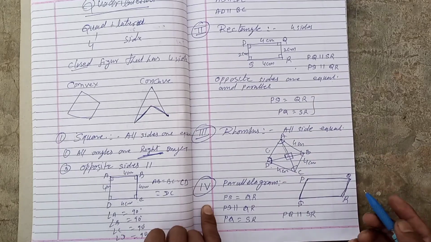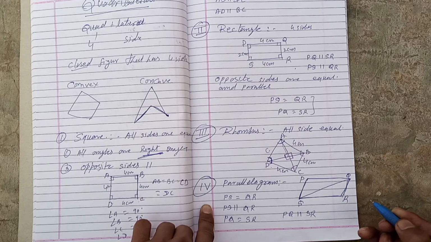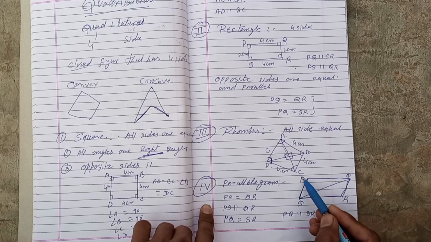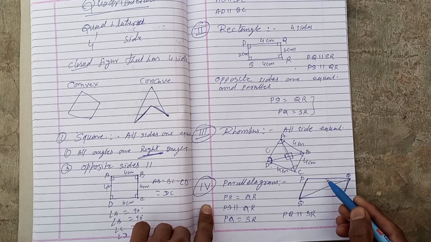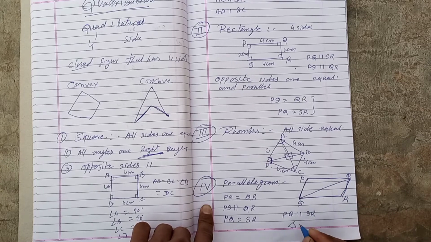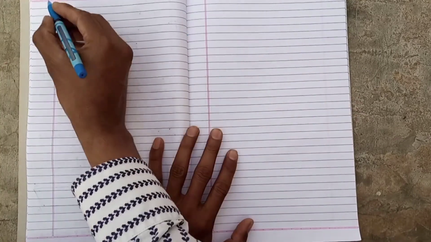In a parallelogram, the diagonals divide the parallelogram into two congruent triangles. One triangle PQS and another triangle QRS are equal and congruent triangles because opposite sides are equal and parallel. So the triangle PQS is congruent. Congruent means ditto, exactly the same in the length and measurements. That is called congruent as triangle SRQ.